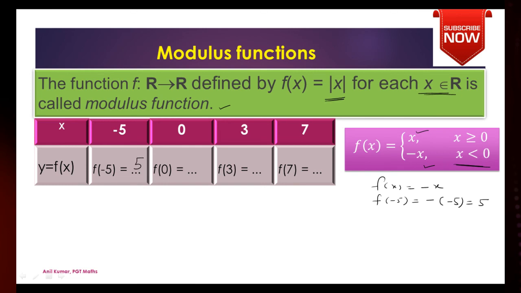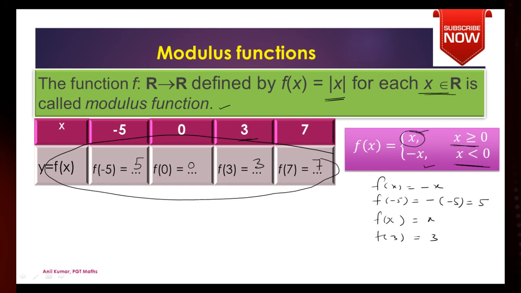If I take x is equal to 0, I have to put it here, so it will be 0. When x is equal to 3, it will lie in x more than or equal to 0. So if I put x is equal to 3, then it will behave like an identity function, so it will be 3, and it will be 7. So if you observe this output clearly, what will you get? That all the values are positive. So that means y will always be positive.